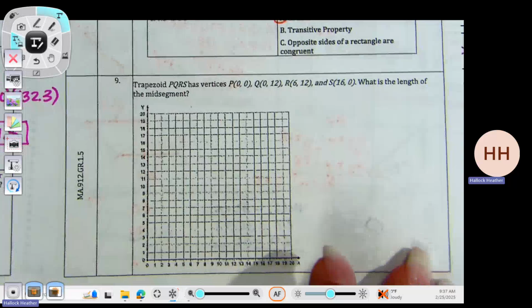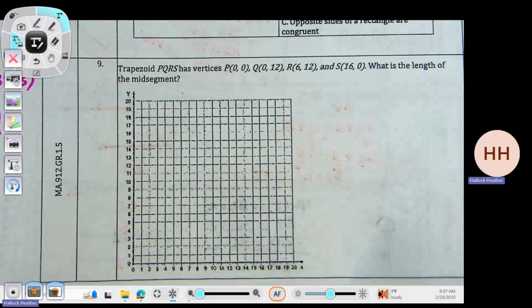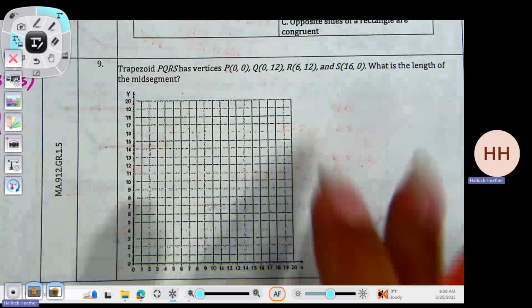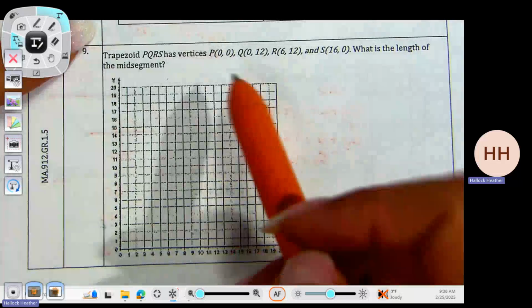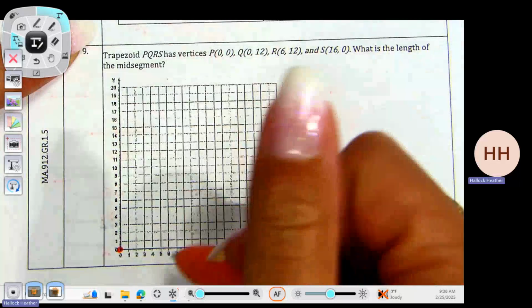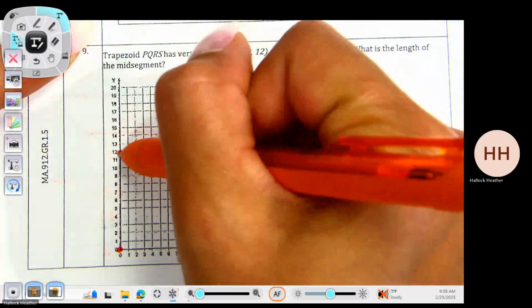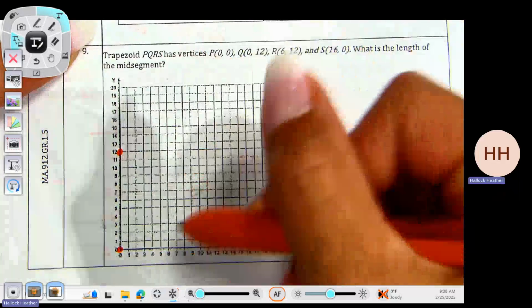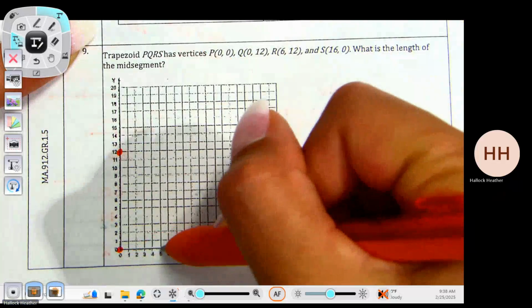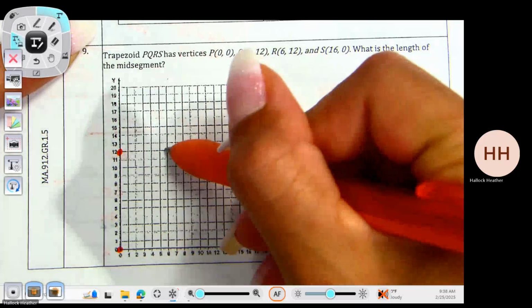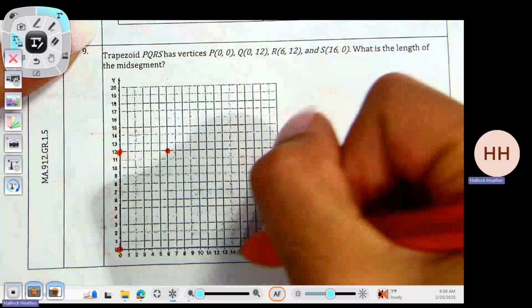The last one is another practice of a midsegment of a trapezoid. So it's just like number 9. Oh, it's number 9 twice, but the other problem. So we're going to plot our points. So 0, 0, 0, 12, 6, 12, 16, 0.